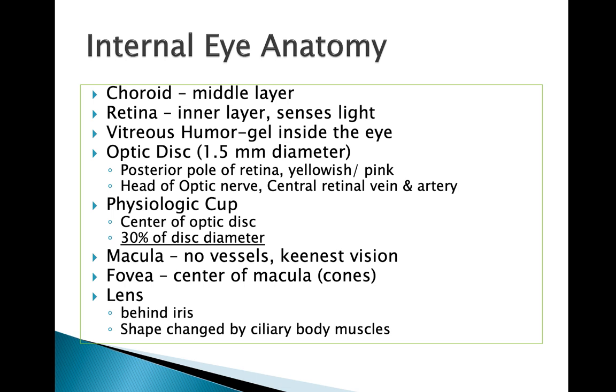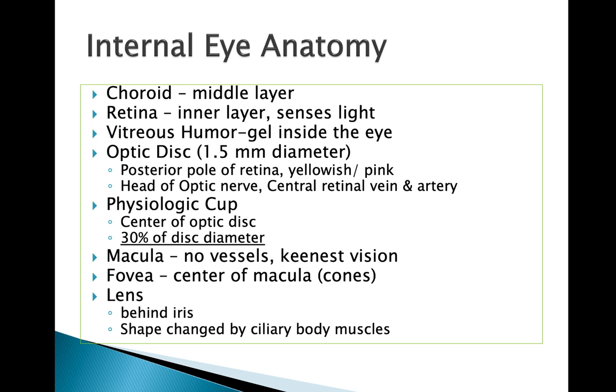The optic disc is where the optic nerve enters the back of the eye, and it's about 1.5 millimeters in diameter. It's the posterior pole of the retina, usually yellowish or pink in color. Like I said, it's the head of the optic nerve, and that's where all the central retinal veins and arteries originate. Generally, even without dilating the eye, you can see the optic disc and the veins and arteries originating from the optic disc area.